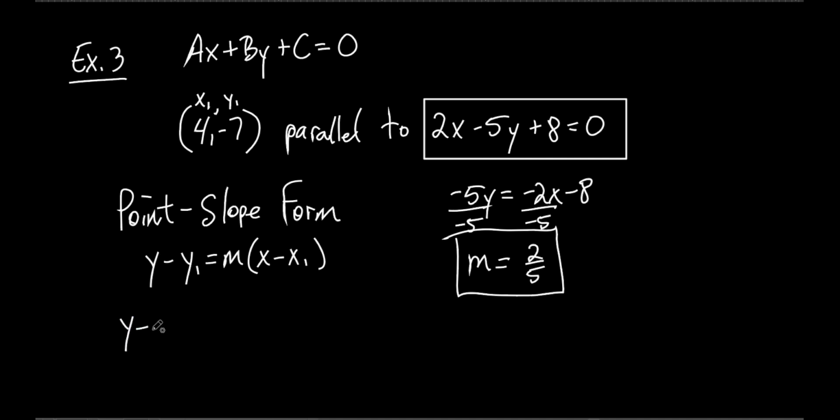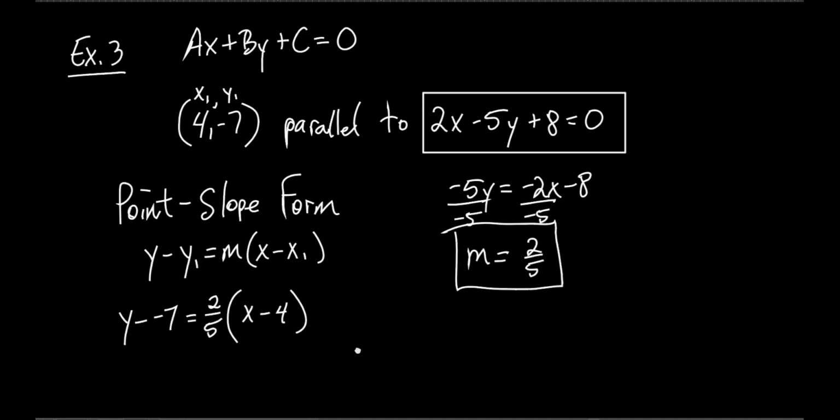What's my y1? Negative 7. We'll make that plus in a second. Equals m. What's the m? 2/5, because I just found the slope, right? The slope of the other line was 2/5. That means the slope of the line I'm trying to figure out is also 2/5. And then times what? x minus 4. Where did I get that 4? Right here. That's the point.